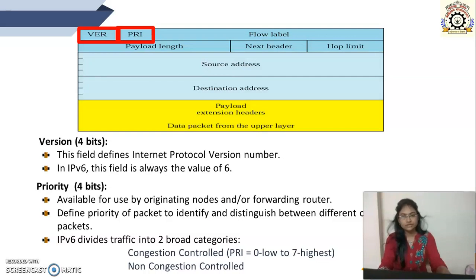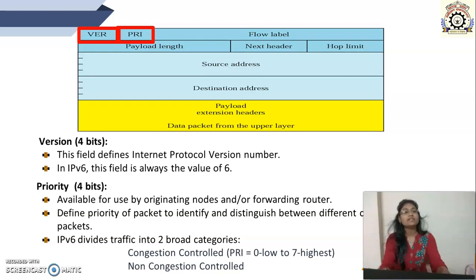First field is the version. It has the size of 4 bits and this field is used to indicate the version number of internet protocol. So the name itself, IPv6, indicates the internet protocol version number 6. It means in IPv6 datagram, this field always contains the value 6. This field is followed by the next field, priority.